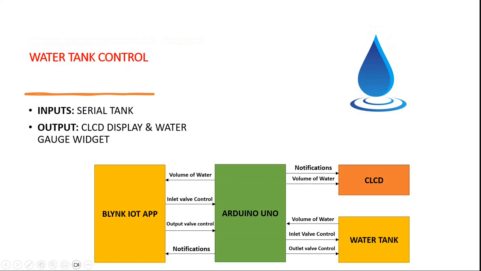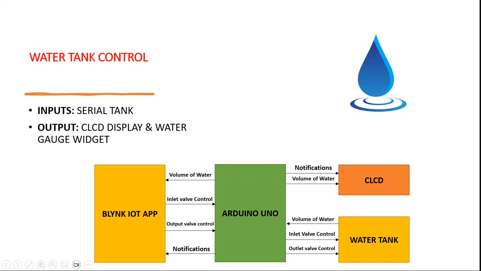Similarly, we can see the water tank control. Inputs are serial tank, output CLCD display and water gauge widget. The same tools we have used here: Blink IoT app, Arduino Uno, CLCD, but in place of the temperature system, here we are using a water tank. In the previous project, we gave the temperature value, but here we are giving the volume of the water to the Arduino Uno. In return, we are getting inlet valve and outlet valve controls. On the LCD, we are going to display notifications and the volume of the water.